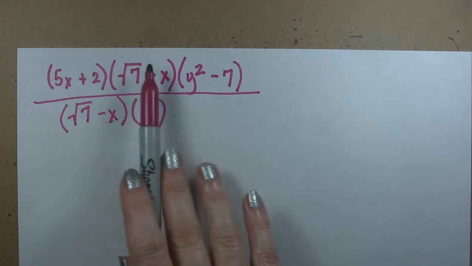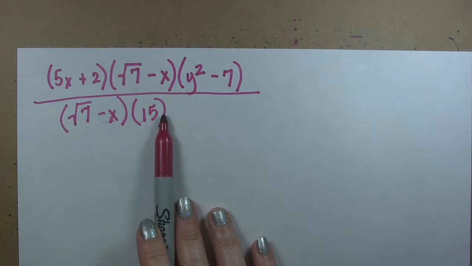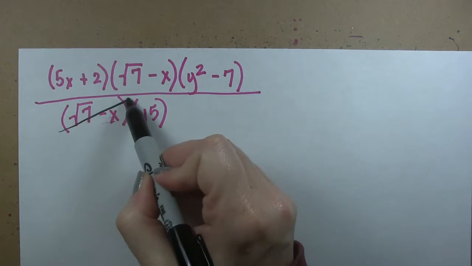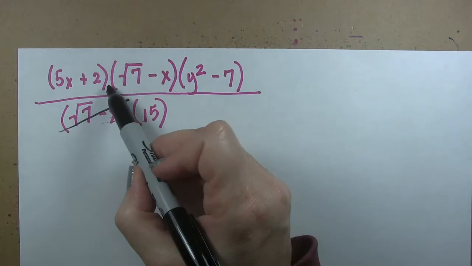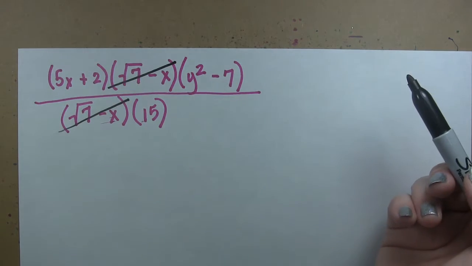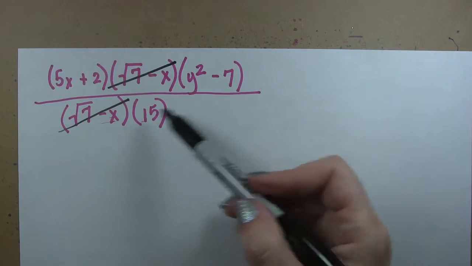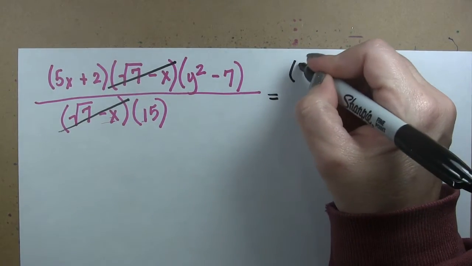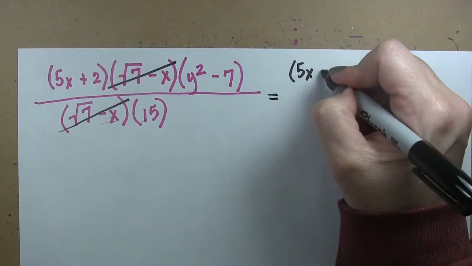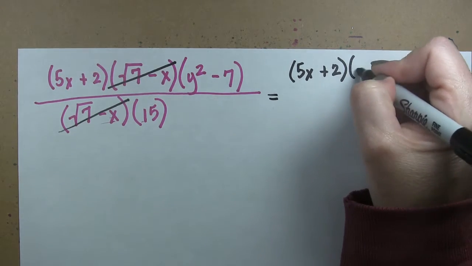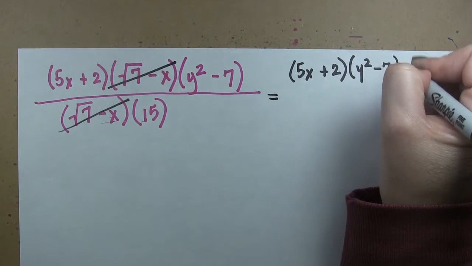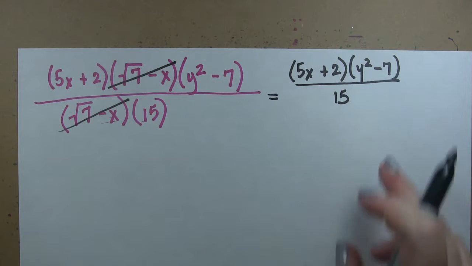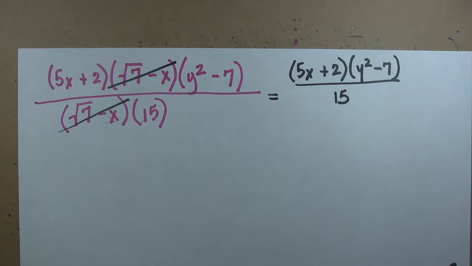So since everything is being multiplied together, we are allowed to cross things off. So I have this square root of 7 minus x, and I can cross it off with the 1 in the numerator. Now I'm done. I don't have any other terms in the top or the bottom that match. So my final answer to this problem is 5x plus 2 times y squared minus 7 over 15. That I am allowed to do.